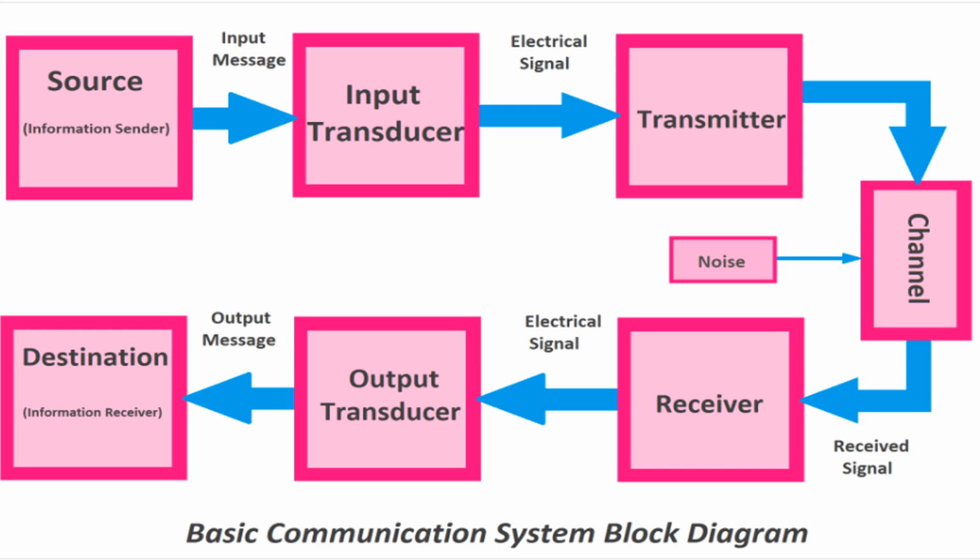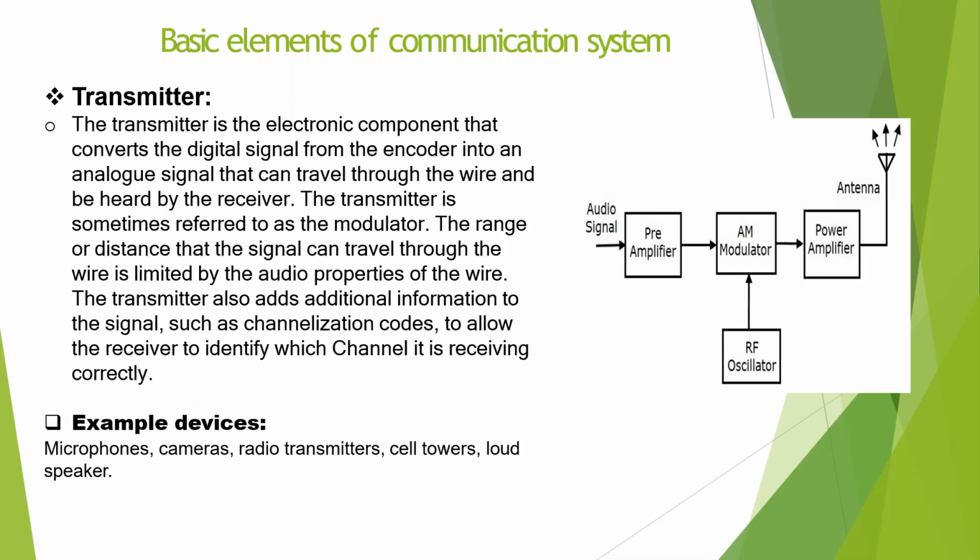this signal is called the received signal, and this electrical signal goes to the output transducer, and then it goes to the destination, and it's called the output message. This output message, last of all, goes to the destination, which is the information receiver. So this is the basic communication system block diagram.